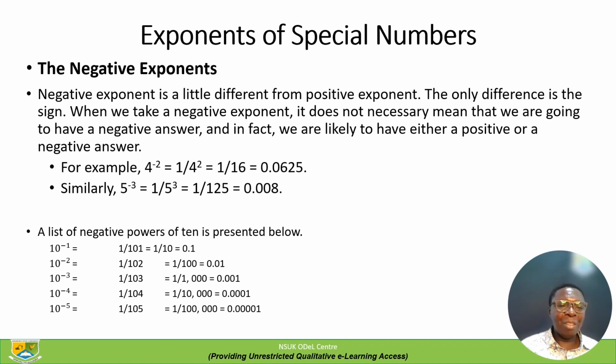If you take it to the power of negative 4, you have 1 over 10 to the power of 4, which is equal to 1 over 10,000, which is equal to 0.0001. And let's take 10 to the power of negative 5, which gives us 1 over 10 to the power of 5, which is equal to 1 over 100,000, which is 0.00001.